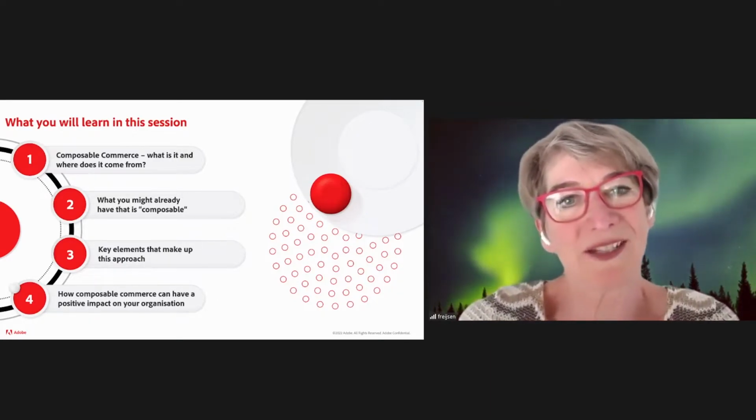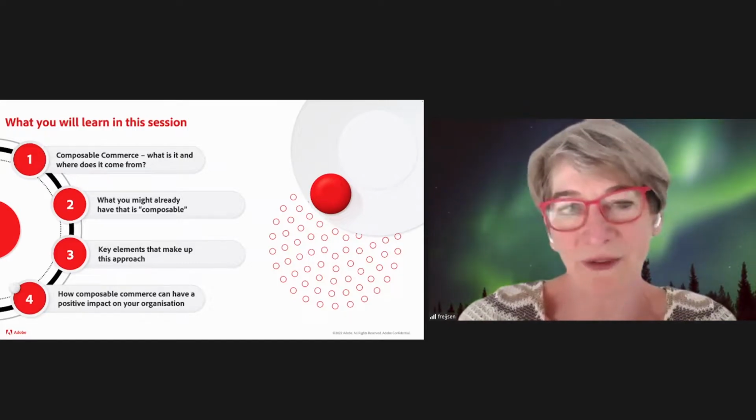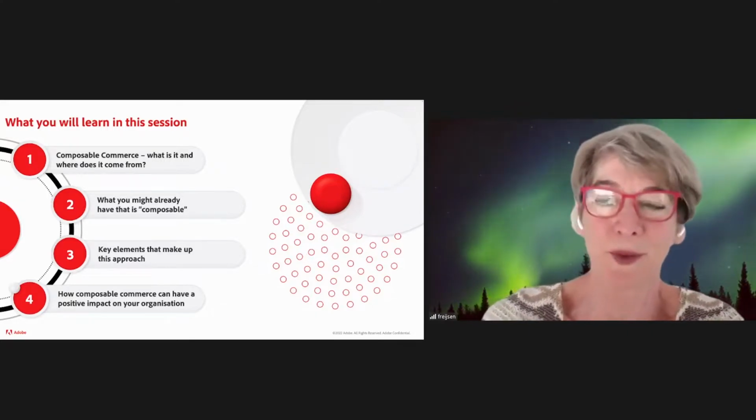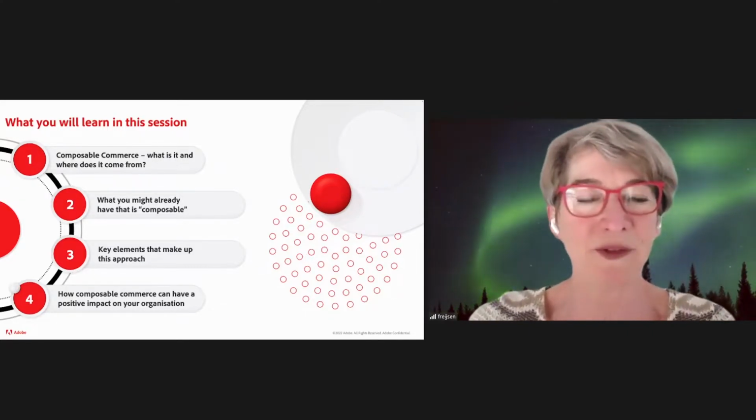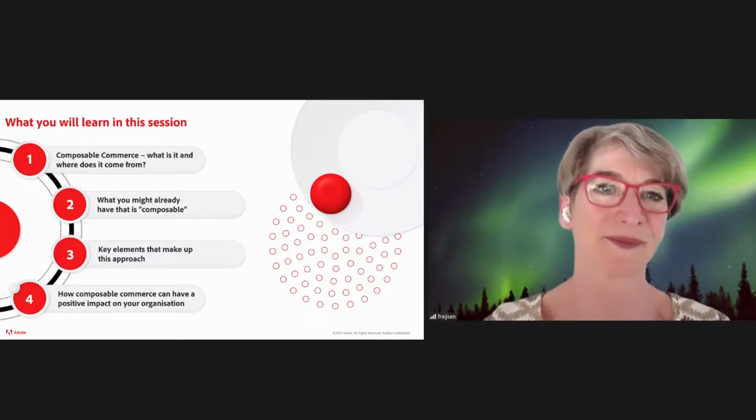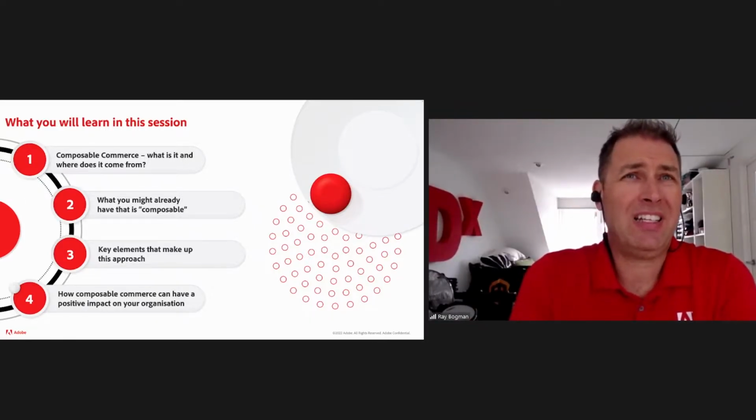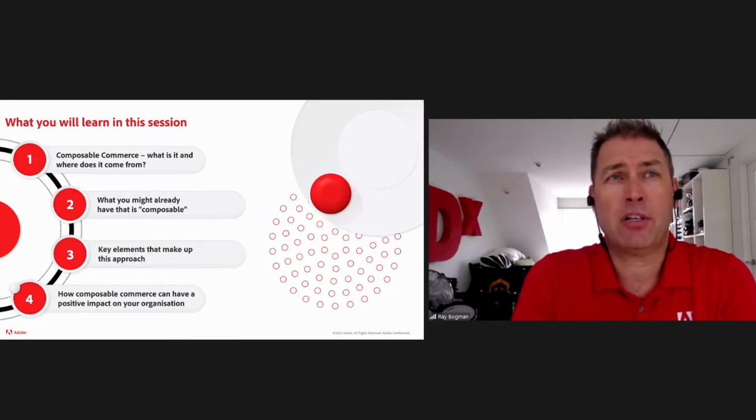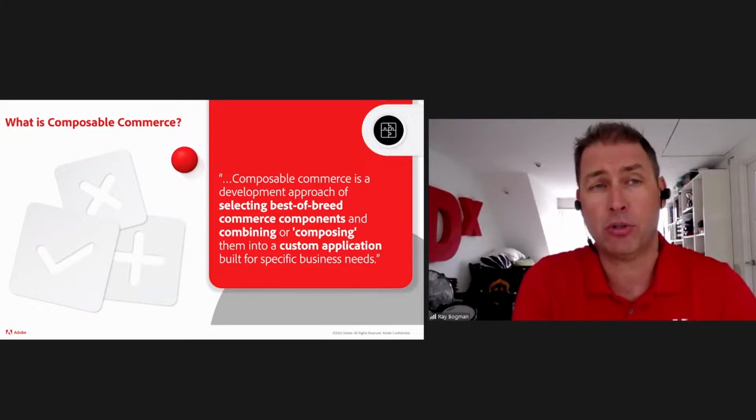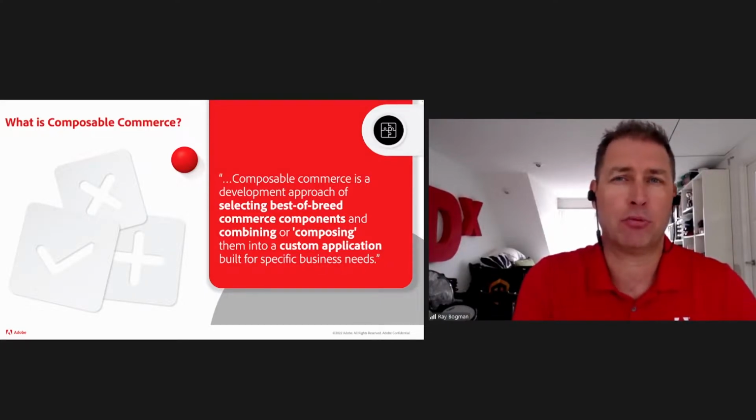Composable e-commerce, as I mentioned, it's very much a marketing term and a buzzword. I've heard customers mention it a ton of times now. People are still a little confused about what it truly means. So where did it come from? And could you offer us a very quick definition, perhaps? Yes, Marion, of course. Well, really, as you already mentioned, it's a marketing term that has been launched to describe a series of elements that has been out there for some time already. And as far as the definition goes, composable commerce is a development approach of selecting best of breed commerce elements and combining or composing them into a custom application built for specific business needs.